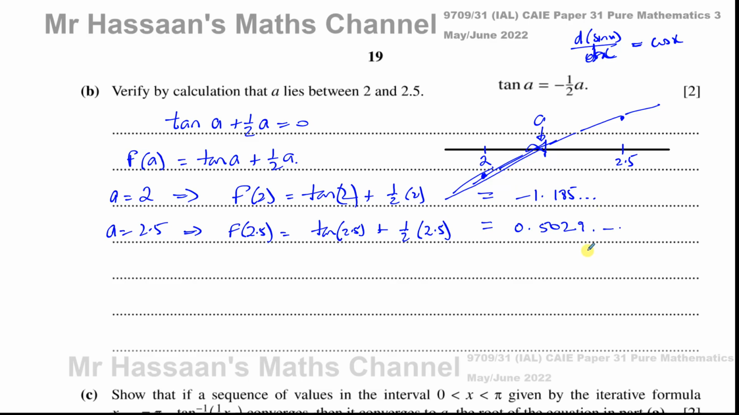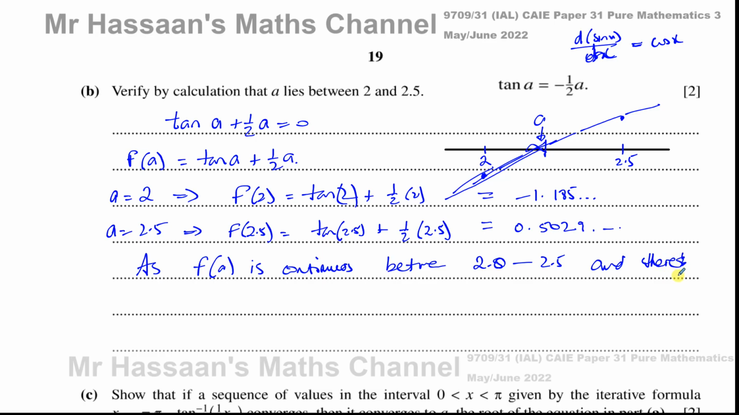Somewhere between those two, the root occurred. So you can say f of a here is continuous between 2 and 2.5, between 2 and 2.5. Okay, and there is a change in sign.